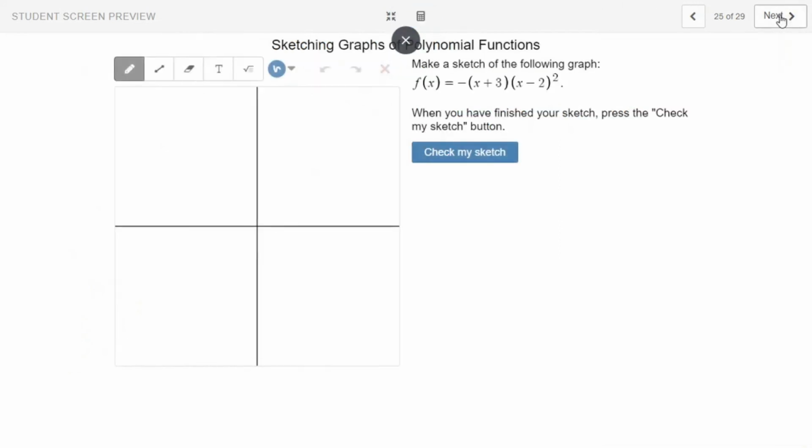All right, you guys try out the next ones, and to check your answers, just click Check My Sketch. So you guys try out this one on slide 25, this one on slide 26, and this one on slide 27. Pause the video to work on those, and remember, when you're ready to check your sketch, click Check My Sketch. Make any corrections that you noticed you made a mistake on.